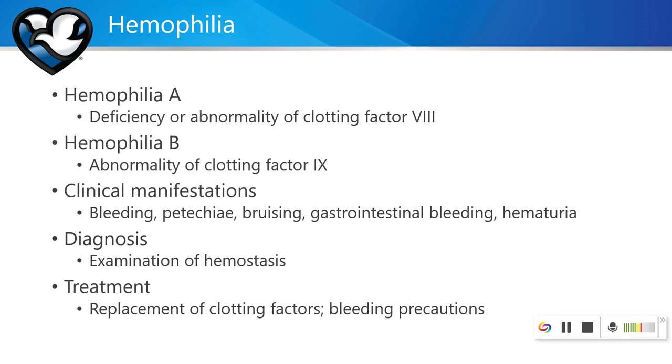Bleeding is the main symptom, and this may occur in the GI or urinary tract, bleeding into joints, petechiae, and overall bruising. Diagnosis involves looking at platelets, PT, and PTT. Genetic testing is also conducted, and treatment includes replacement of clotting factors through transfusions of factor 8 or factor 9.